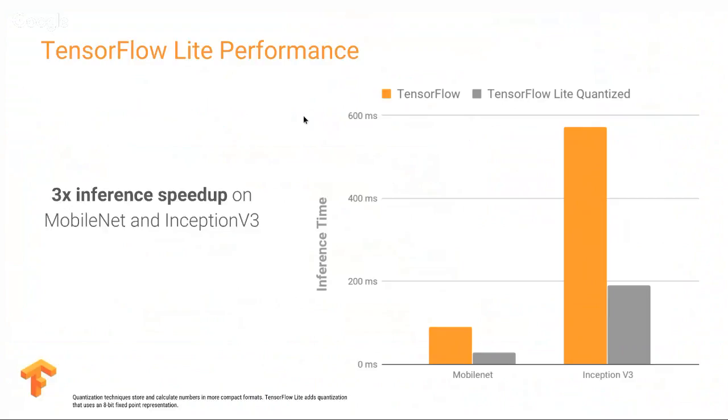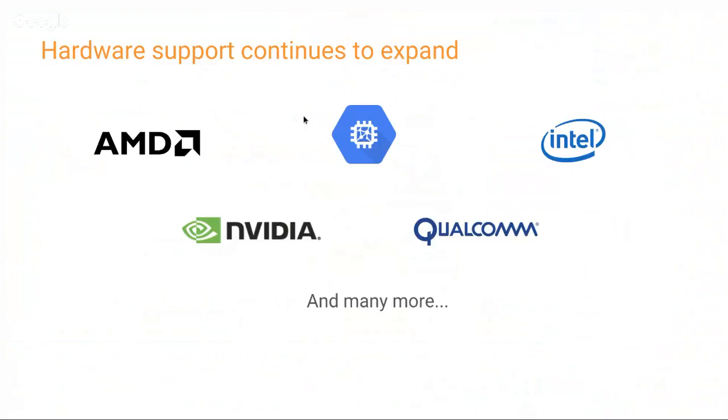Now, TensorFlow Lite performance is getting much better. That is 3x inference speed on MobileNet and Inception v3, and quantization techniques store and calculate numbers in a more compact format. So TensorFlow Lite adds quantization that uses an 8-bit fixed point representation. You can see on the graph here. Hardware support is continuing to expand. We can see AMD, Nvidia, Qualcomm, Intel, Google's own hardware, and many more.